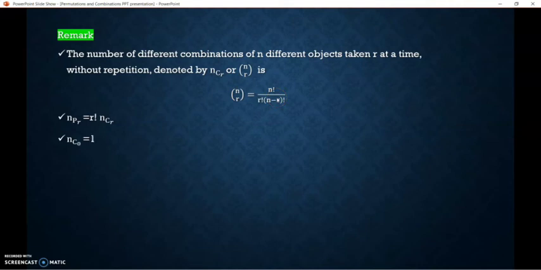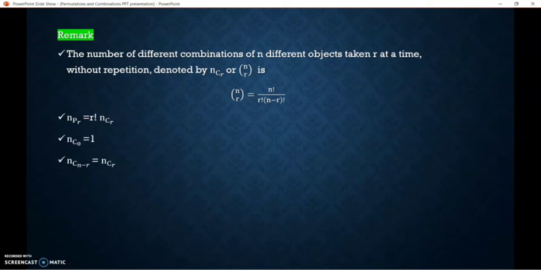Then the third thing is that the combination of n objects taken zero at a time is one. Now, the next formula: selecting r objects from n objects is the same as rejecting n minus r objects from the possible n objects.